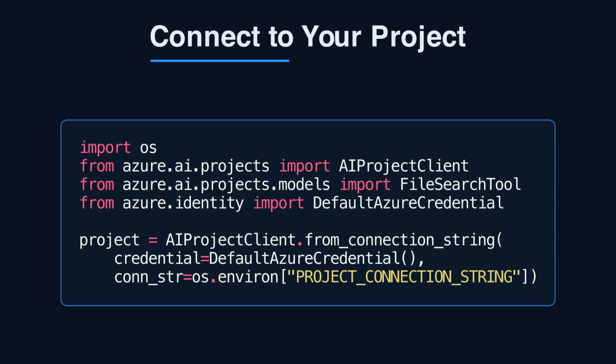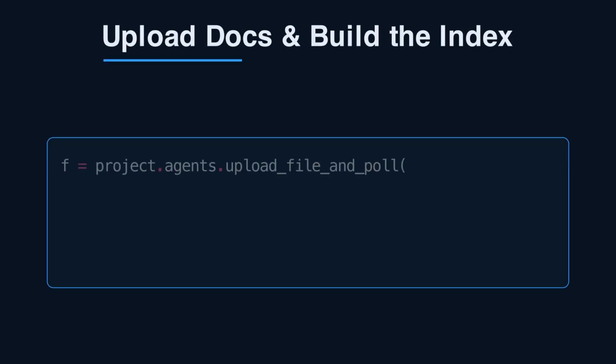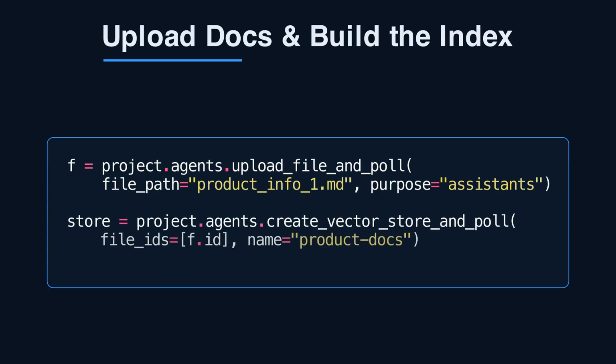This client is your single entry point. Every agent, file, vector store, thread, and run goes through it. If this line succeeds, your authentication and connection string are correct, which is the first thing to verify if anything later fails. Now the retrieval setup, and this is where the magic is hidden.